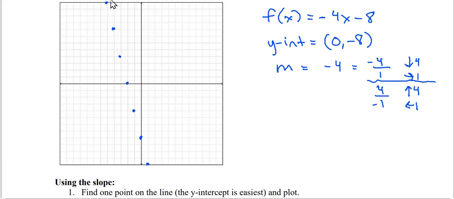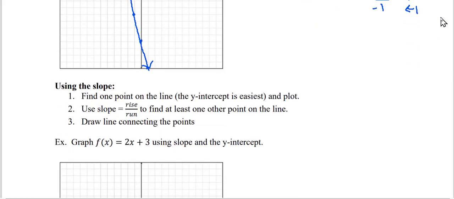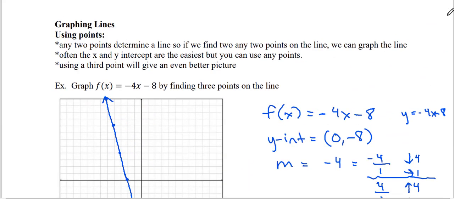So I get that, and then I draw a nice straight line connecting those. I usually prefer to use a straight edge. That's not really possible on this tablet here, but that's not too bad. So that's our line. Negative 4x minus 8. Remember, this is the same thing as y equals negative 4x minus 8 when you're in that function notation. Okay, so that's what is kind of described here.